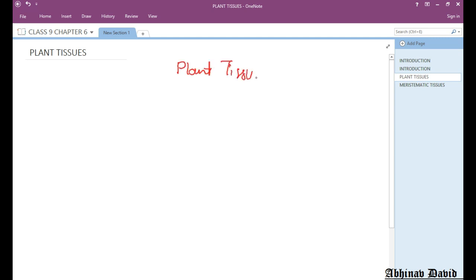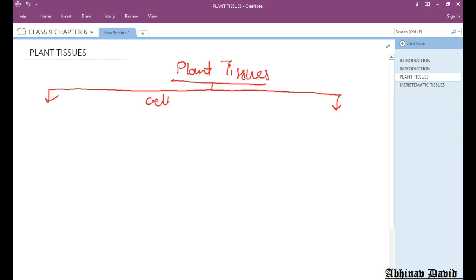Okay, now plant tissues are basically divided into two main categories on the basis of cell division. So plant tissues are divided on the basis of cell division into two broad categories. The cells of the tissues which are continuously dividing are called meristematic tissues.